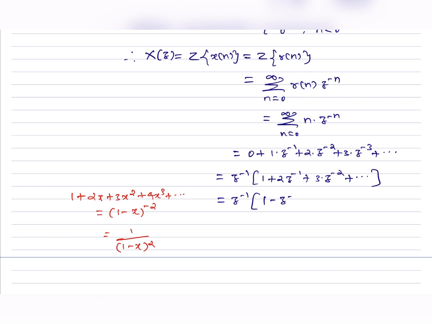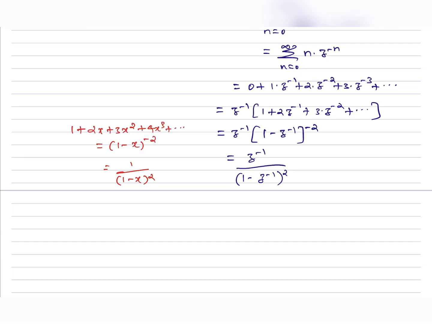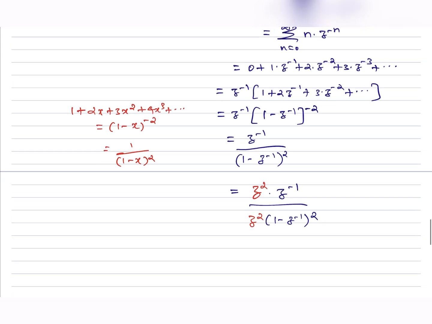The formula is 1 minus x power minus 2, or 1 over 1 minus x whole square. So that will be 1 minus z power minus 1 whole power minus 2. So this is the rule we have. Or we can also have z inverse over 1 minus z inverse whole power 2, which is equal to z square into z inverse by z square into 1 minus z power minus 1 whole square.